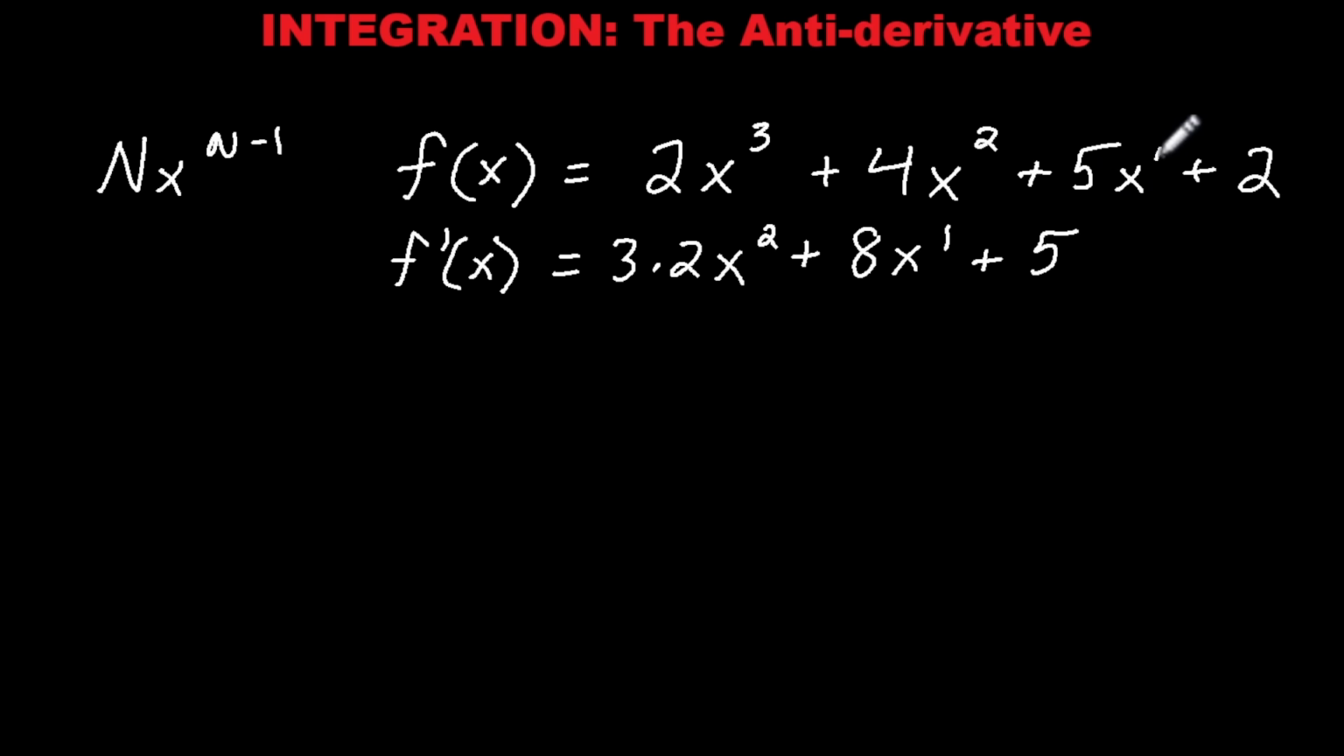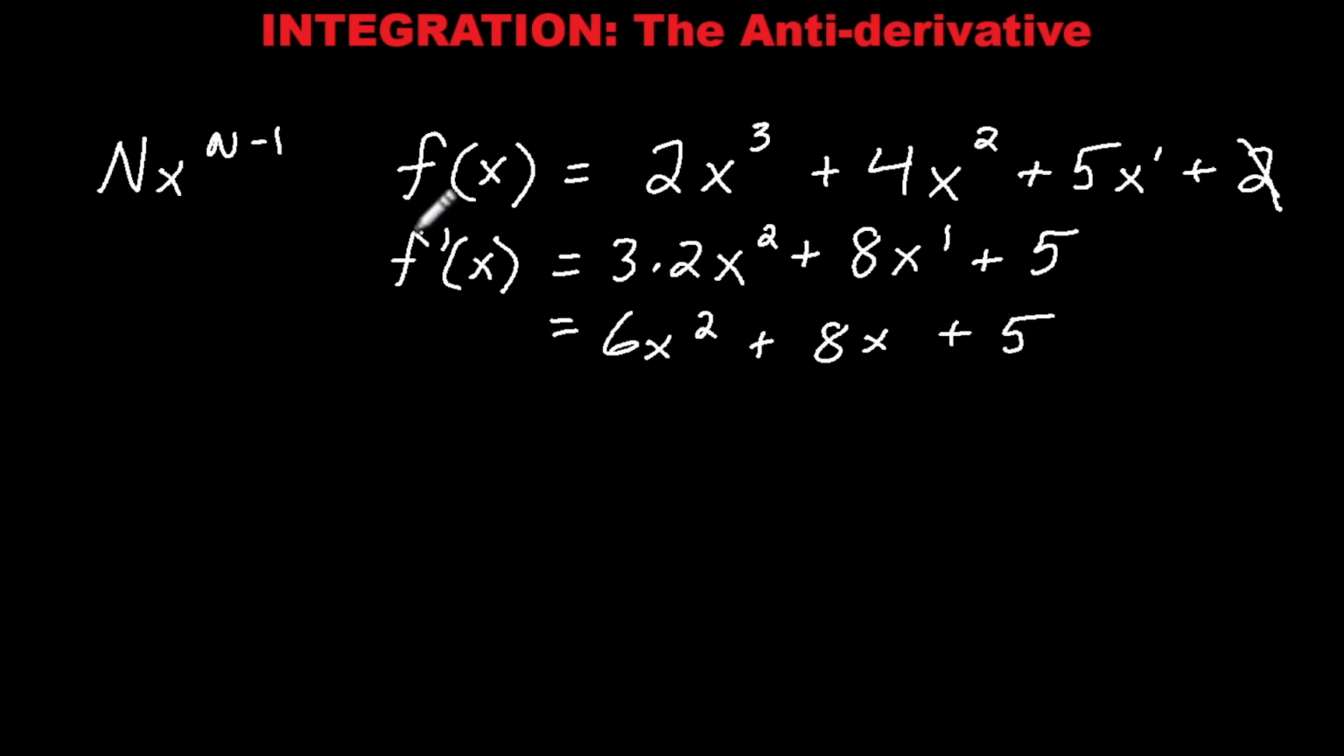Then reducing the power gives me x to the 0, which is a 1. So this would be 5 times 1. And then finally, when I have plus 2, the derivative of a constant is 0. So that just falls out. So our final answer over here is 6x squared plus 8x plus 5.